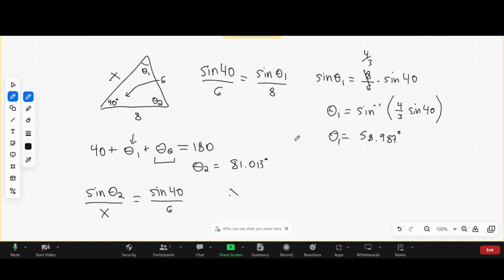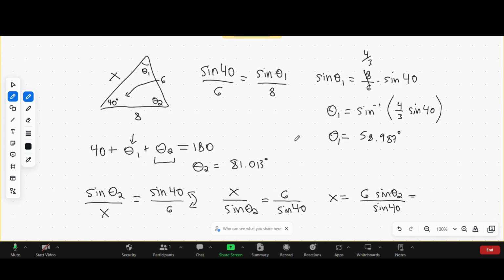We can actually do that right now and say that x over sine of theta 2 is the same thing as 6 over sine of 40. And because this is a ratio, you can just flip them like that as long as you're on both sides of the equal sign. But we can then multiply both sides by the sine of theta 2. So x equals 6 sine of theta 2 over sine of 40.